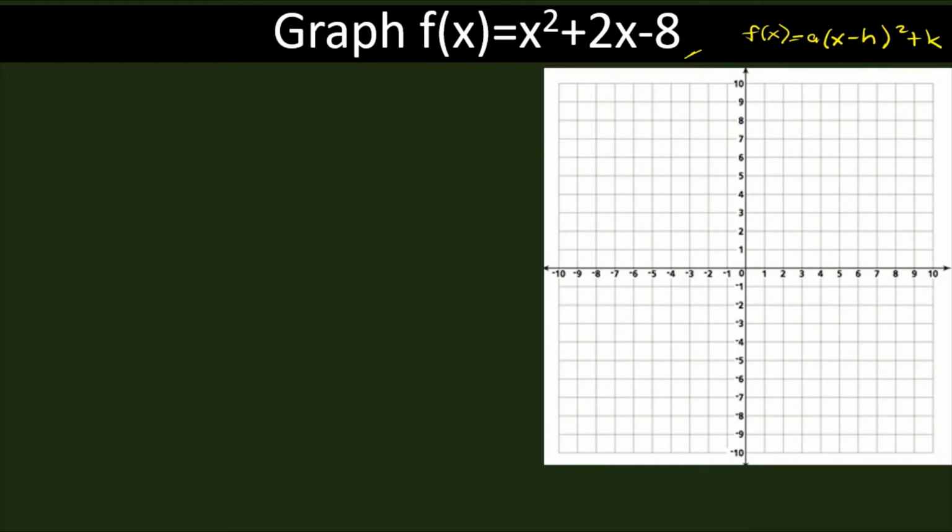So we may use completing the square or through using the formula h is equal to negative b over 2a and k is equal to f of h to convert it to vertex form. This time, to get the vertex, we are going to use the completing the square. So completing the square, we have f of x is equal to x squared plus 2x.